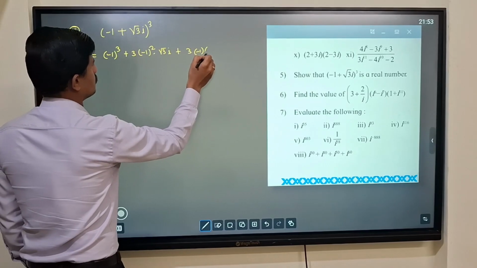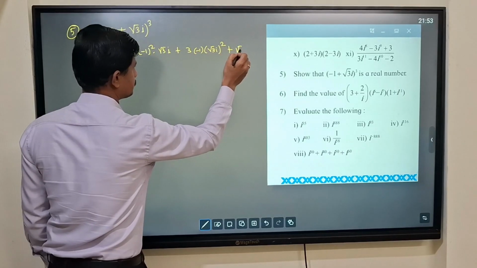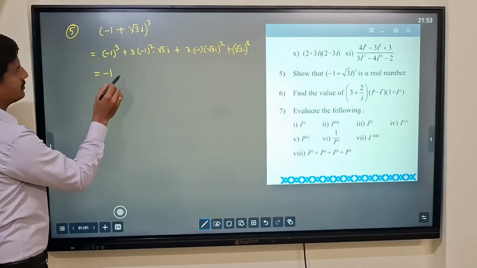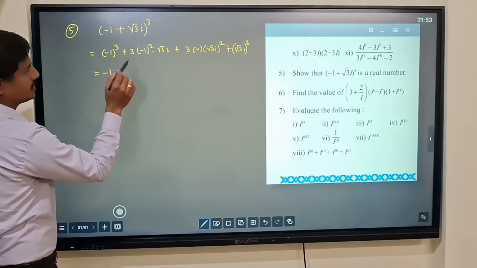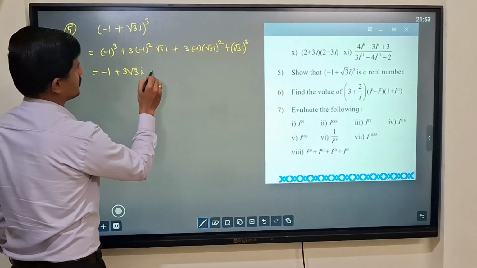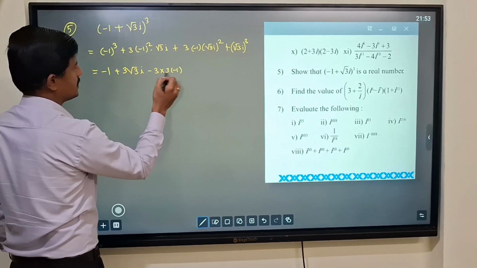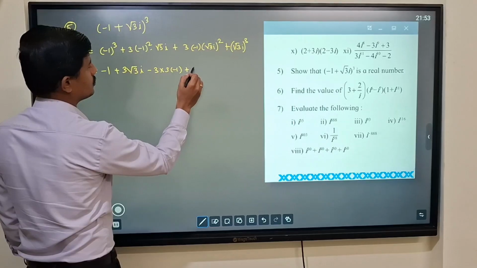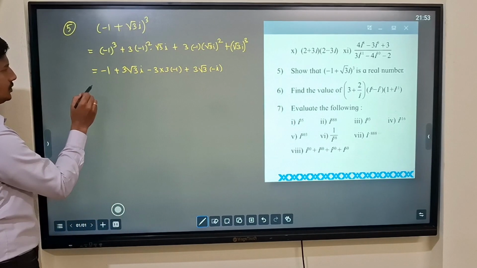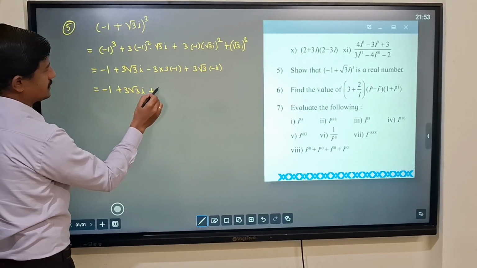(√3 i)² + (√3 i)³. (-1)³ is -1, plus (-1)² is +1, so it becomes 3√3 i. Here it becomes -3 into √3 squared is 3, i squared is -1, plus √3 cubed is 3√3, i cubed is minus i. So this becomes -1 + 3√3 i, minus minus plus 9.